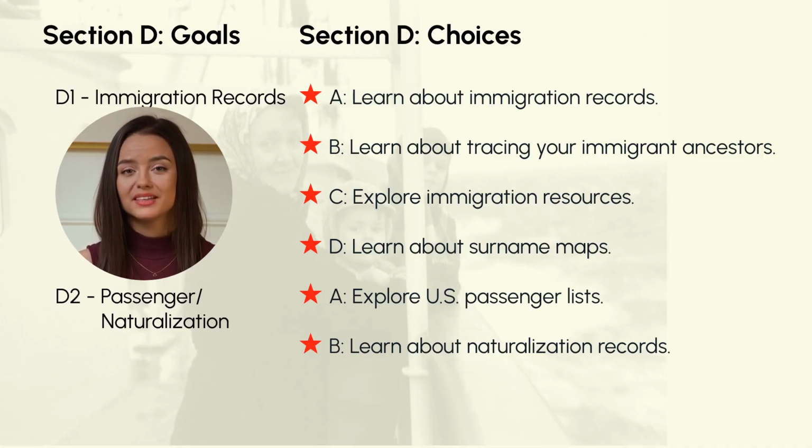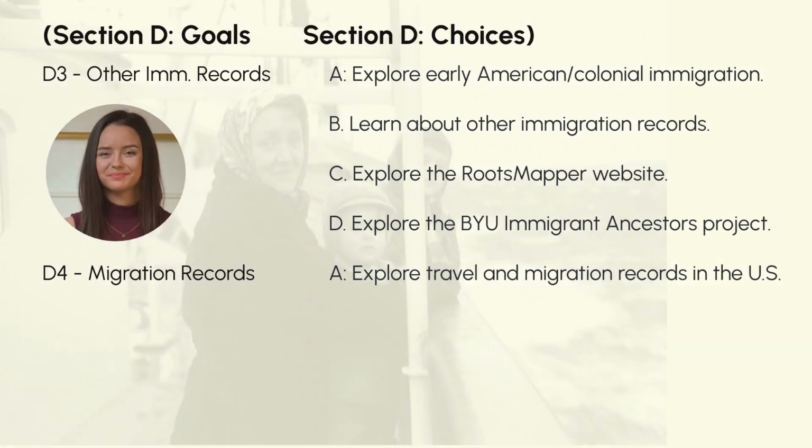And Choice B discusses naturalization records, which document the process of becoming a U.S. citizen. In Goal D3, Choice A helps you find resources for early immigrants in British colonial America. Choice B covers passport records and alien registrations, while Choice C shows how to use the free Roots Mapper site to visualize the journeys your immigrant ancestors took. Choice D shows how to search for a variety of records on the BYU Immigrant Ancestors site.